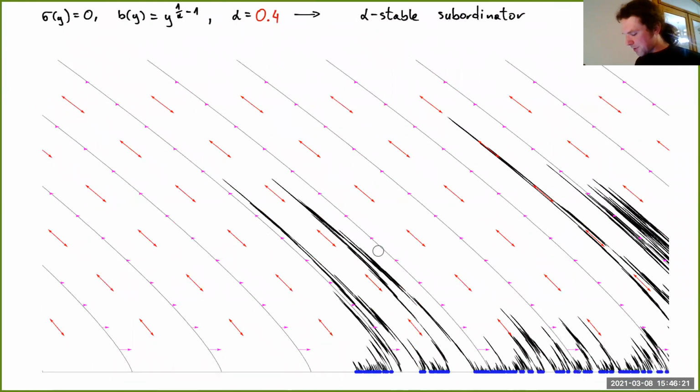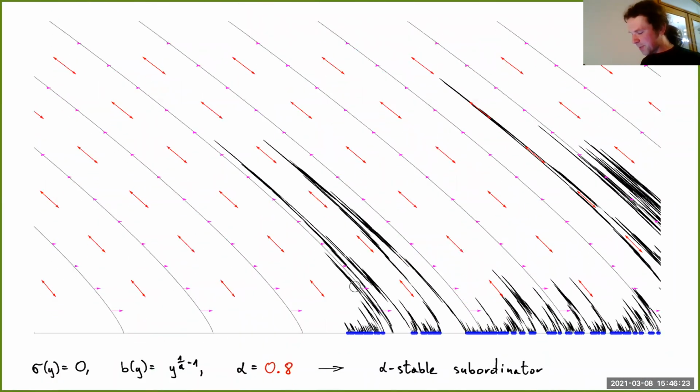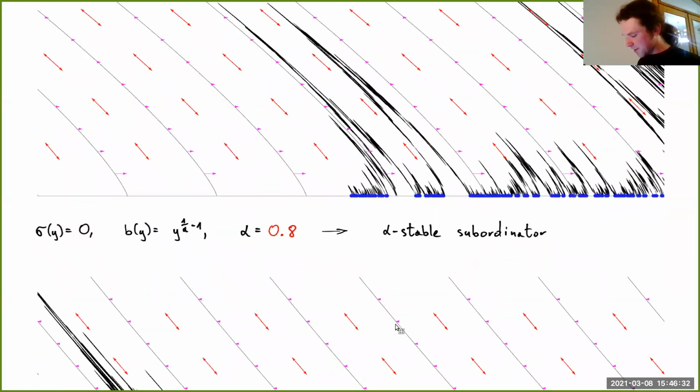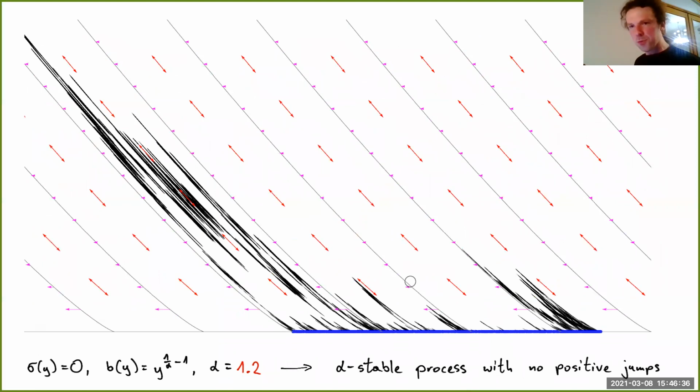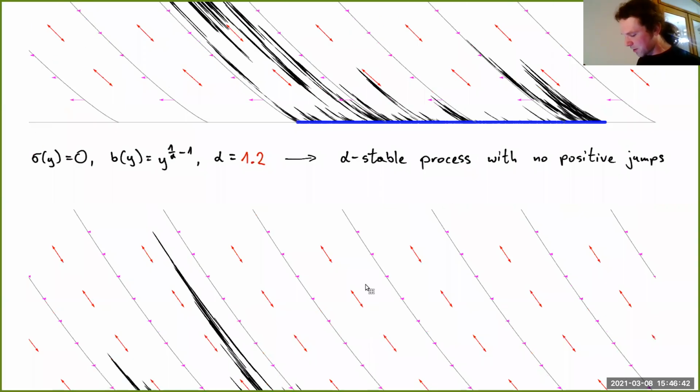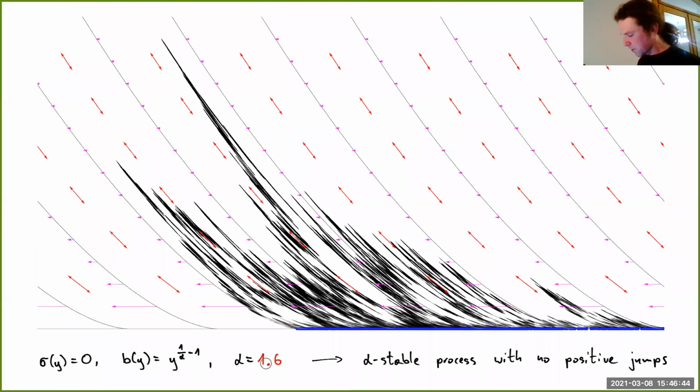If you increase alpha, then you get still the same picture, but with a little bit more activity, with less drift, until you reach alpha equal to 1, in which case you get a different picture. Now the apparent drift moves our process to the left, so the boundary trace will have only negative jumps. Maybe I'll move to another one where it is more clearly visible, corresponding to alpha equal to 1.6.